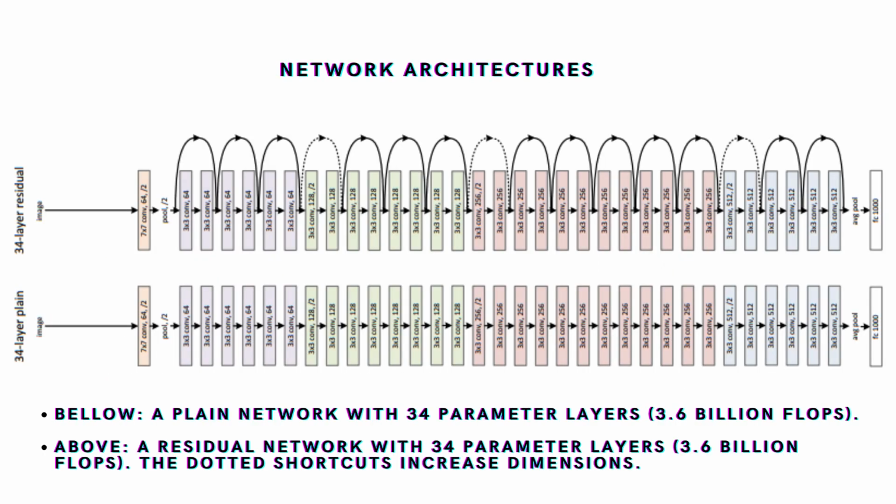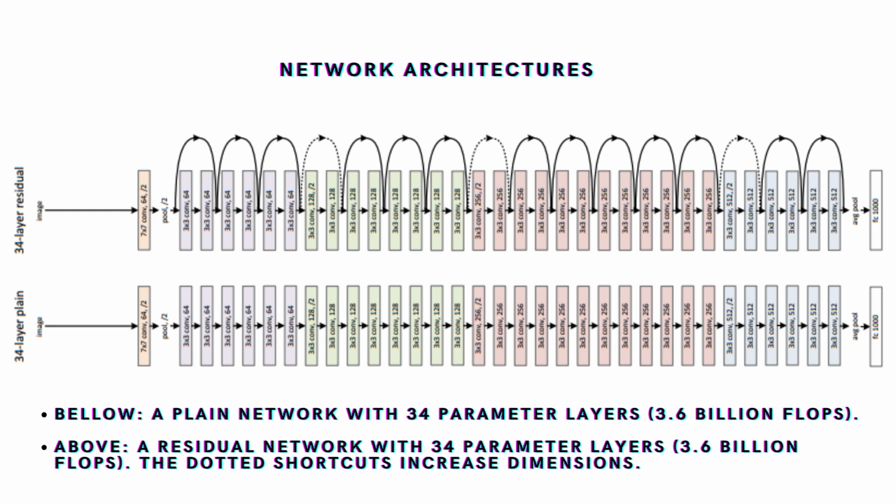Below, we see an architecture of a plain neural network and its residual counterpart. Dotted lines denote the use of projection shortcuts, as the output dimensions differ from the input dimensions, while the other shortcuts are identities. Now, you might be wondering, why would this work? Well, if the added layers can be constructed as identity mappings, a deeper model should have a training error no greater than its shallower counterpart.